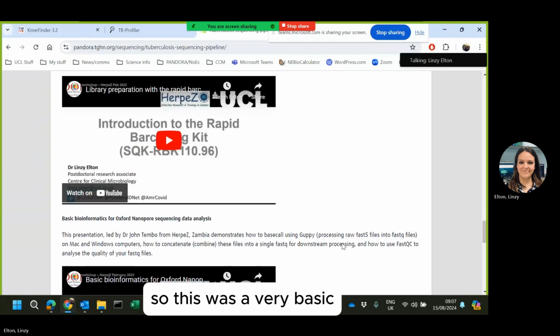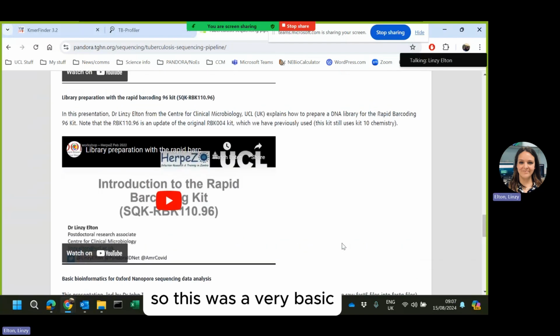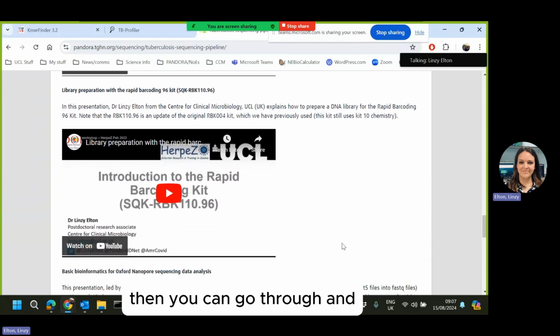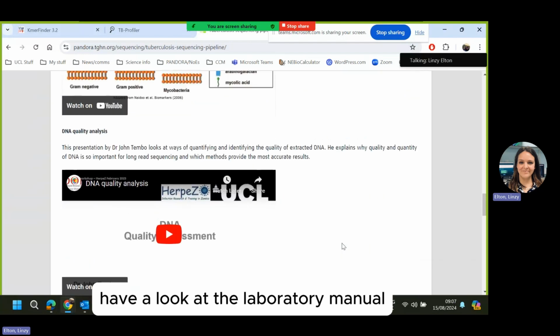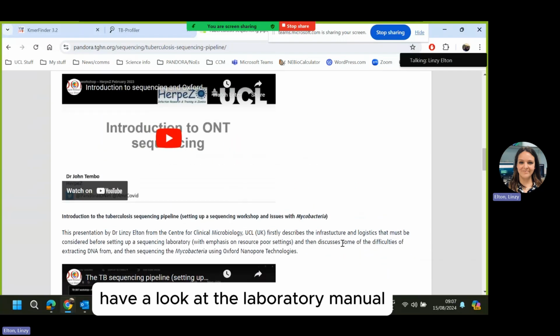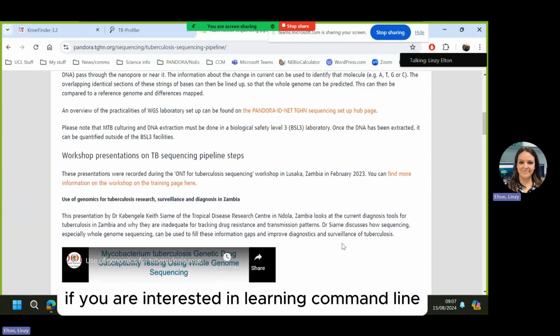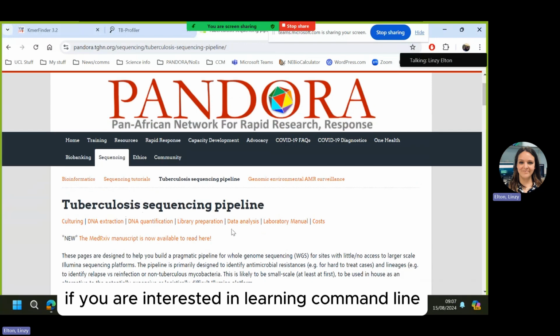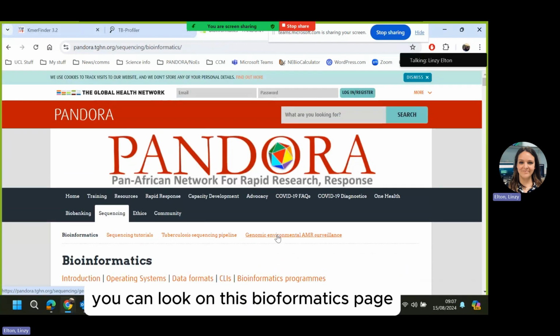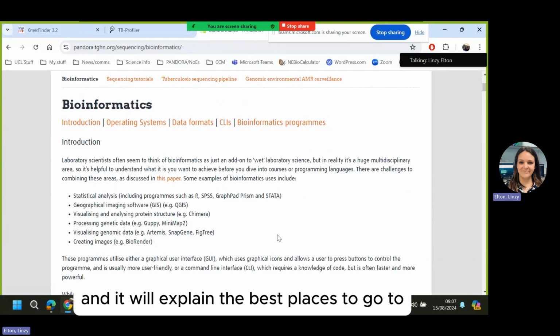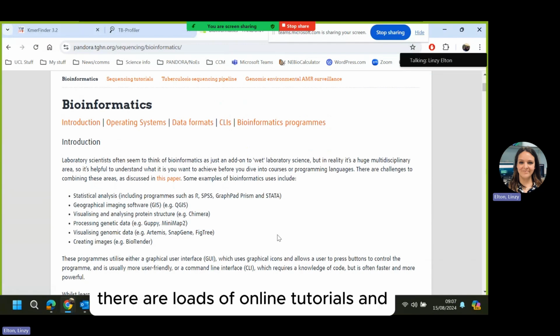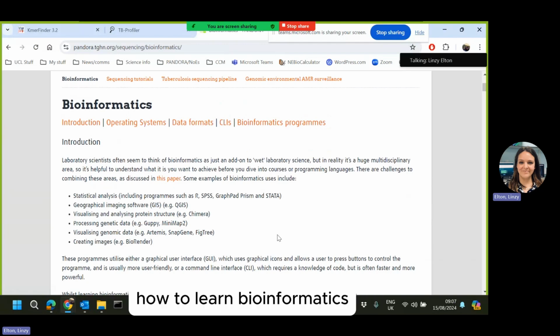This, as I say, was a very basic explanation as to how to use it. If you are interested in learning more, then you can go through and watch these videos and have a look at the laboratory manual. If you're interested in learning command line, you can look on this bioinformatics page, and it will explain the best places to go to start learning. There are loads of online tutorials and YouTube videos that will explain how to learn bioinformatics and using the command line.